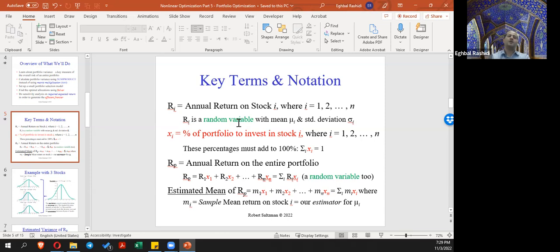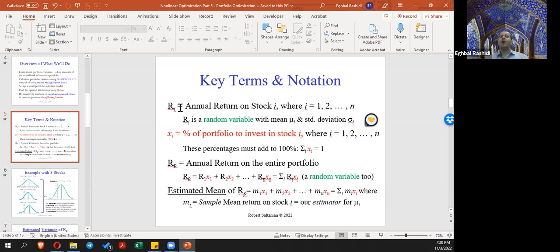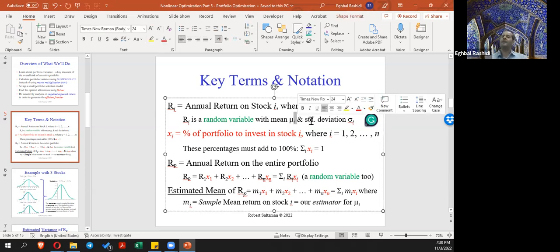Okay. So estimated mean, because we don't have the R1, R2 here, these are just random variables. We're going to estimate those by finding M1, M2, M3, et cetera. So Ri, which is the rate of return, as I said before, is a random variable. It's random, and we assume that it follows whatever distribution with an average of mu i and a standard deviation of sigma i. Okay, so these are the population parameters, sigma i and mu i.